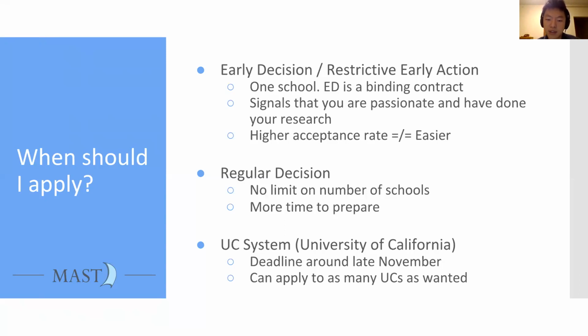The main exception to this that will concern most of you, I think, is the UC system, which is the University of California. They have a separate application portal, so their deadlines are slightly different. Their deadline's around late November normally, and through this portal, you can apply to all the University of California schools at the same time.